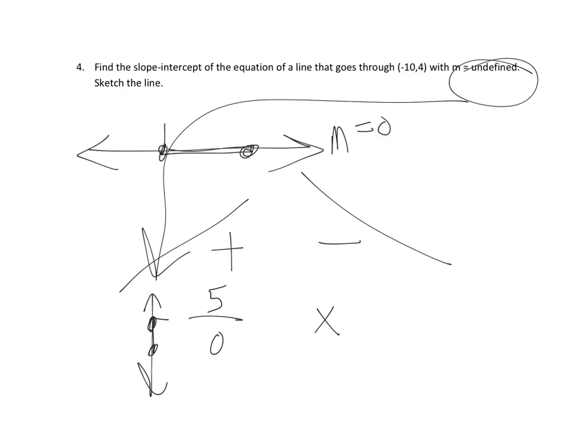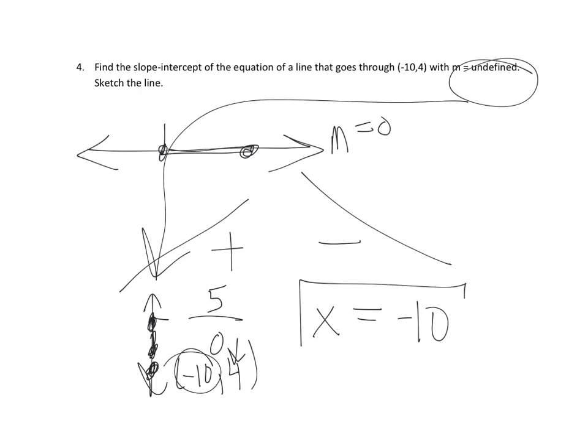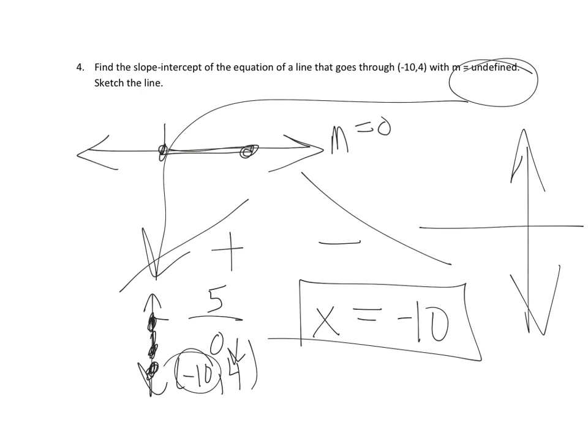And what we know about vertical lines is x equals the x value of the point, because if this is the point, negative 10, 4, like the one given, and I go up, I go up, I go up, the y value is going to change, but the x value is going to stay the same. So therefore, the equation of the line is x equals negative 10. Sketch the line would just be a vertical line. Well, let's go ahead and do it with a coordinate system. And over here, x equals negative 10.